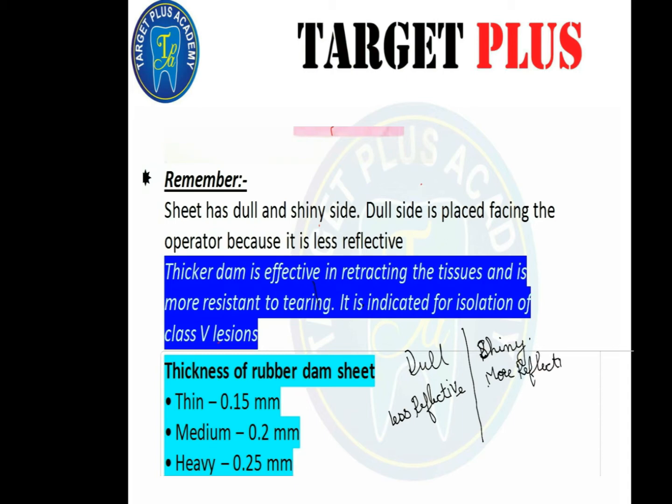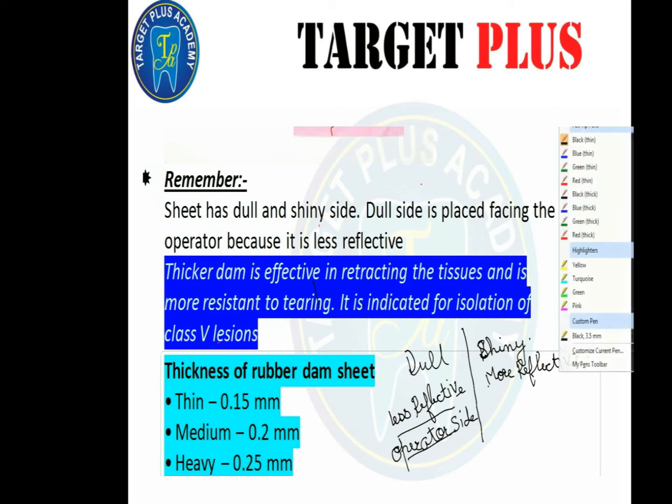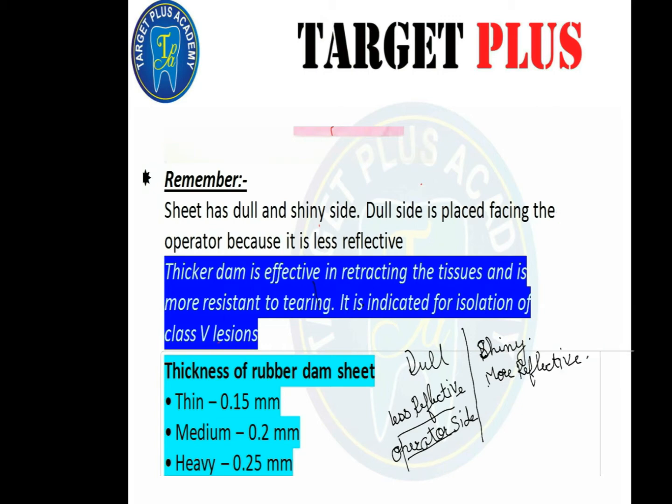Now a thicker dam is effective in retracting the tissue and is more resistant to tearing. So which dam will you prefer? You will prefer a thicker rubber dam that is more resistant to tearing. So it is indicated for isolation in cases with class 5 lesions.